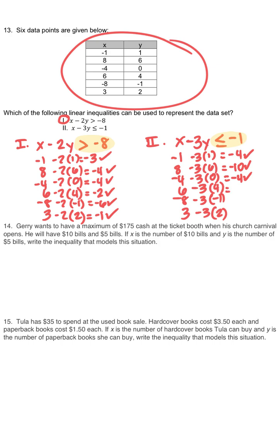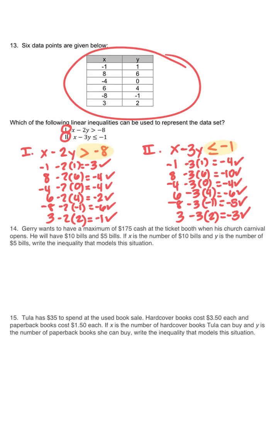6 minus 12, so we have -6. -6 is less than -1. Now we have -8 plus 3, -5. That would definitely be less than -1. And 3 minus 6, that would be -3. -3 is definitely less than. So we can see that both sets would work. Okay, so we would circle 1 and 2.